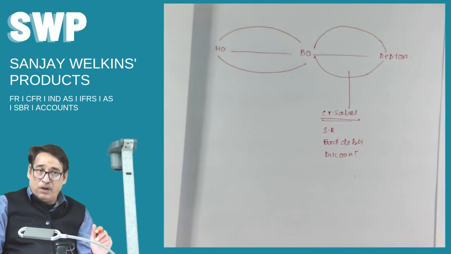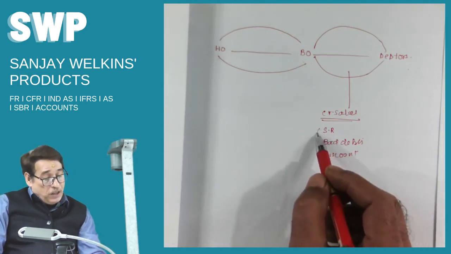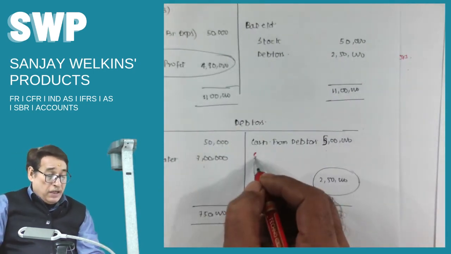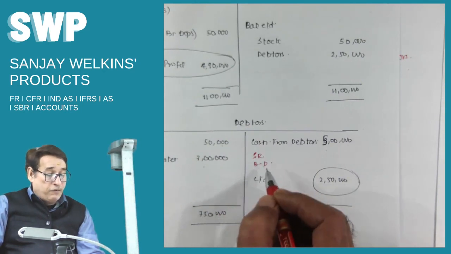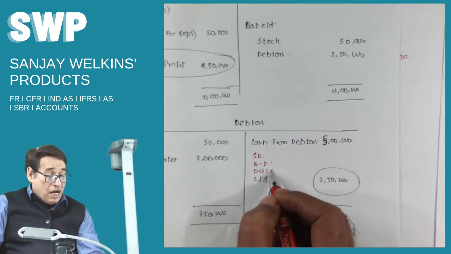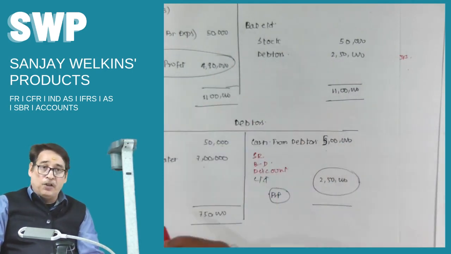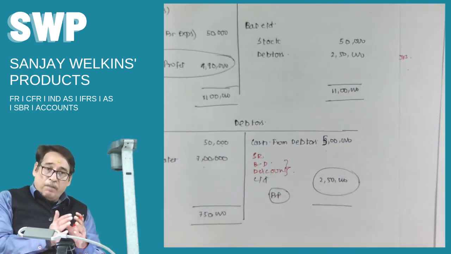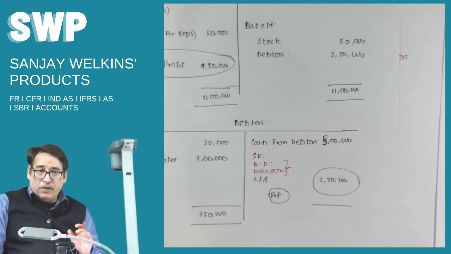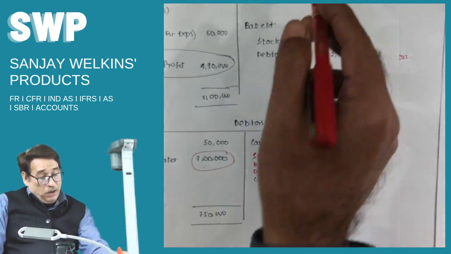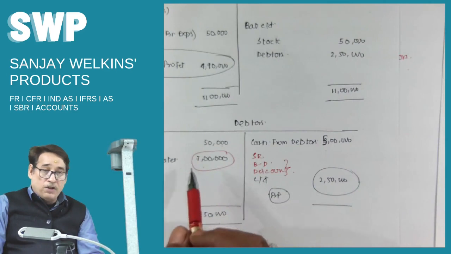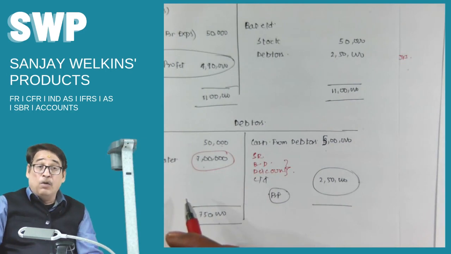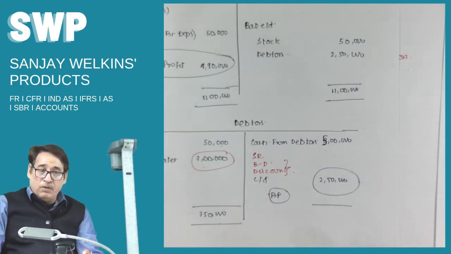Is it clear to you or not? These transactions will always find place in the debtor's account. So even if in this question there would have been any sales return or bad debts or discount, I would not have put them in the branch account, because these transactions are concerned with the branch and branch debtors. Is it clear to you? Credit sales is also not written over here, because it is a transaction between branch and debtor. So this point should now clarify your confusion. Is it clear to you?